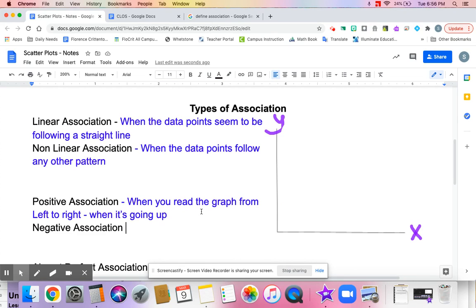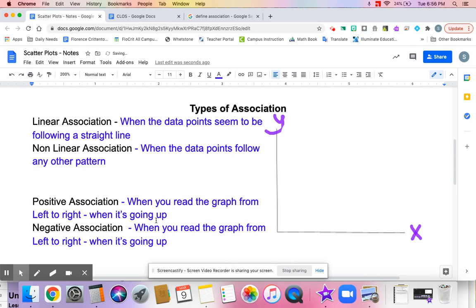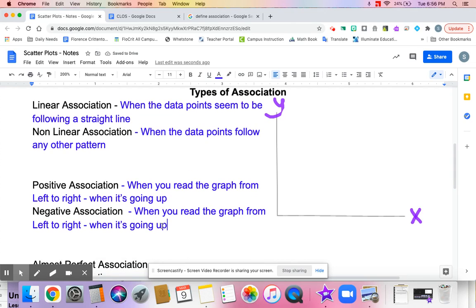For a negative association, you're still going to read the graph from left to right. However, it's when it's going down. So if it starts and then from there starts to kind of move in the down direction, it's negative. And right now, this would be negative and linear because it's kind of going straight. But then once I start to curve it, it would be negative and not linear anymore.